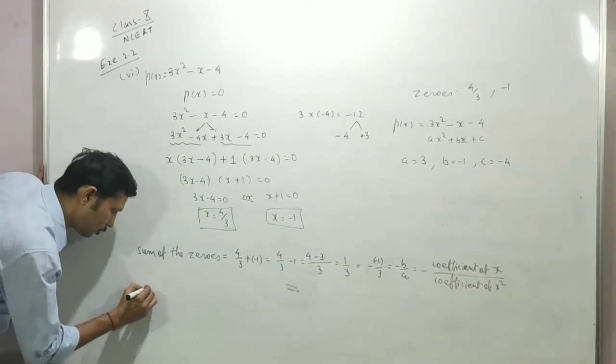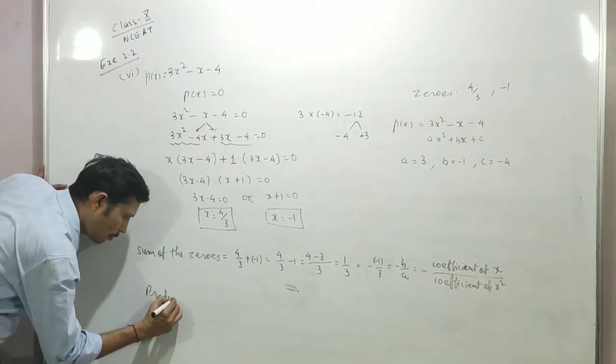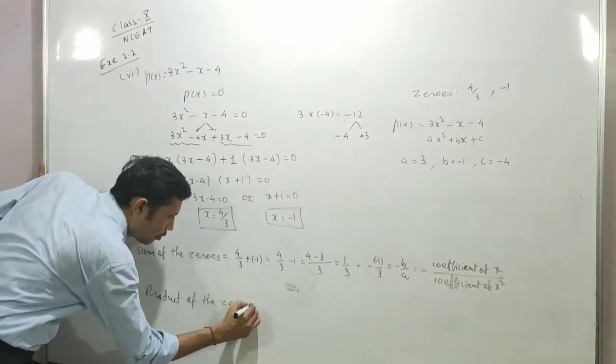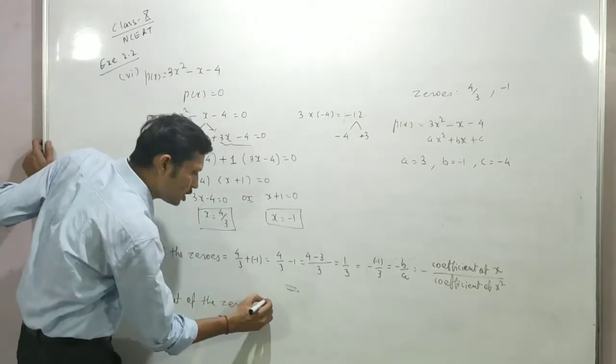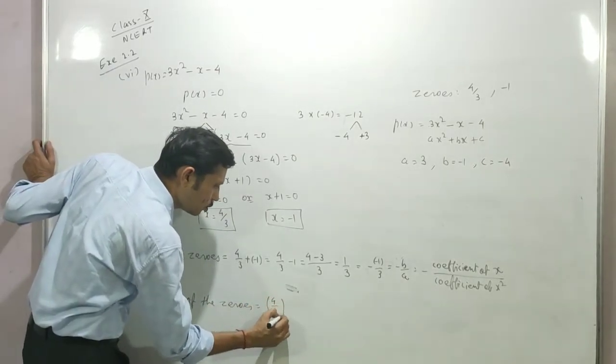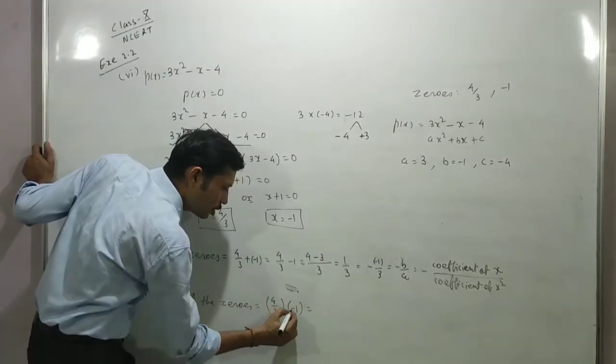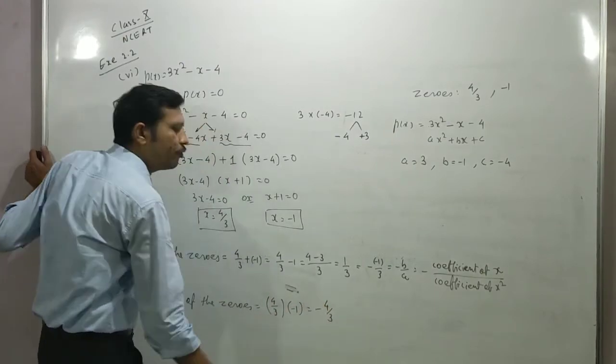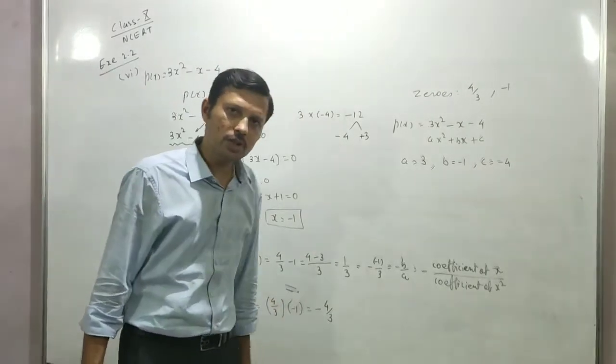सेम वे प्रोडक्ट ऑफ द जीरोस. मेरे पास एक जीरो कौन सा है? 4/3. दूसरा जीरो कौन सा है? -1. 4/3 को -1 के साथ मल्टीप्लाई करेंगे तो क्या लिखेंगे हम? -4/3. चलो प्रोडक्ट ऑफ द जीरोस हो गया.